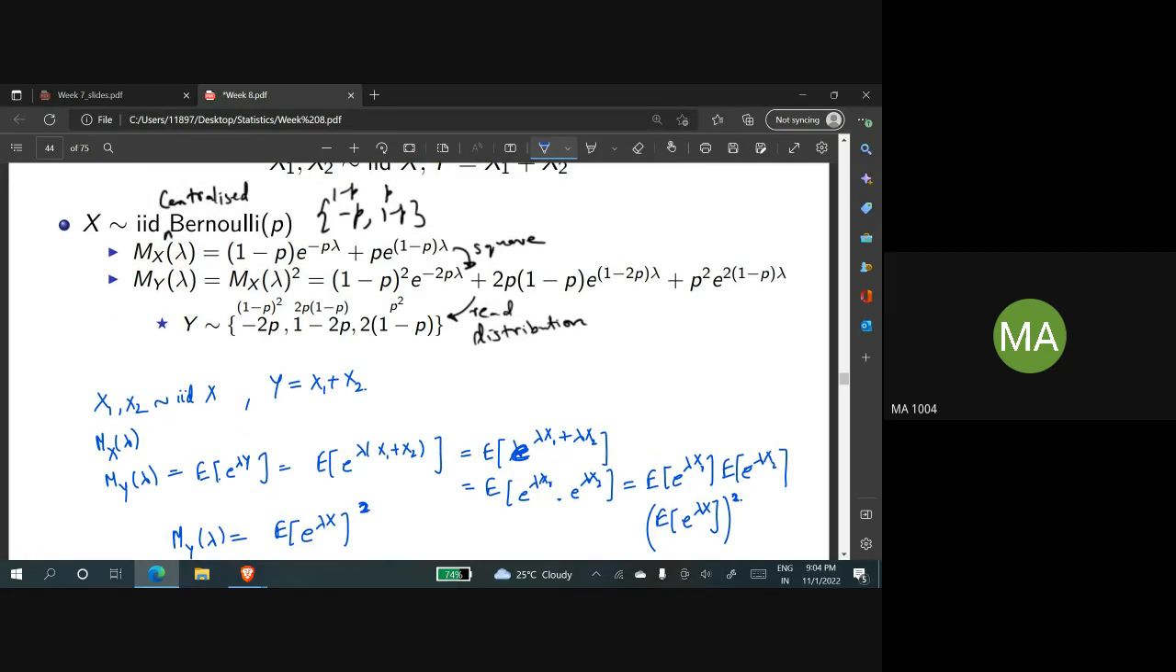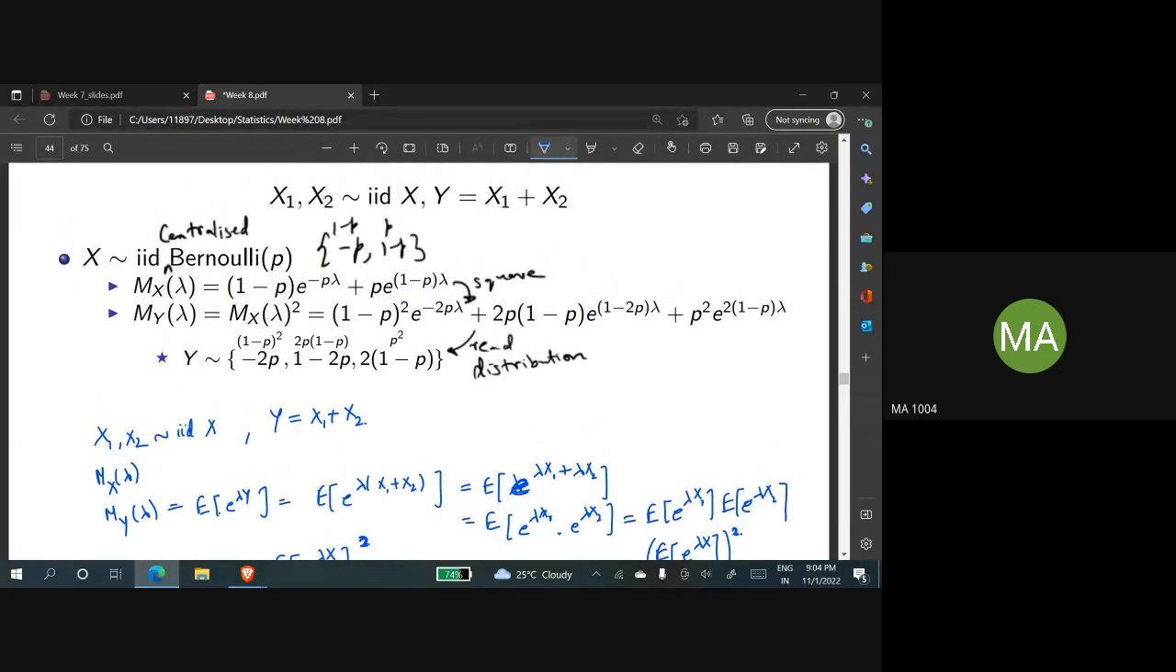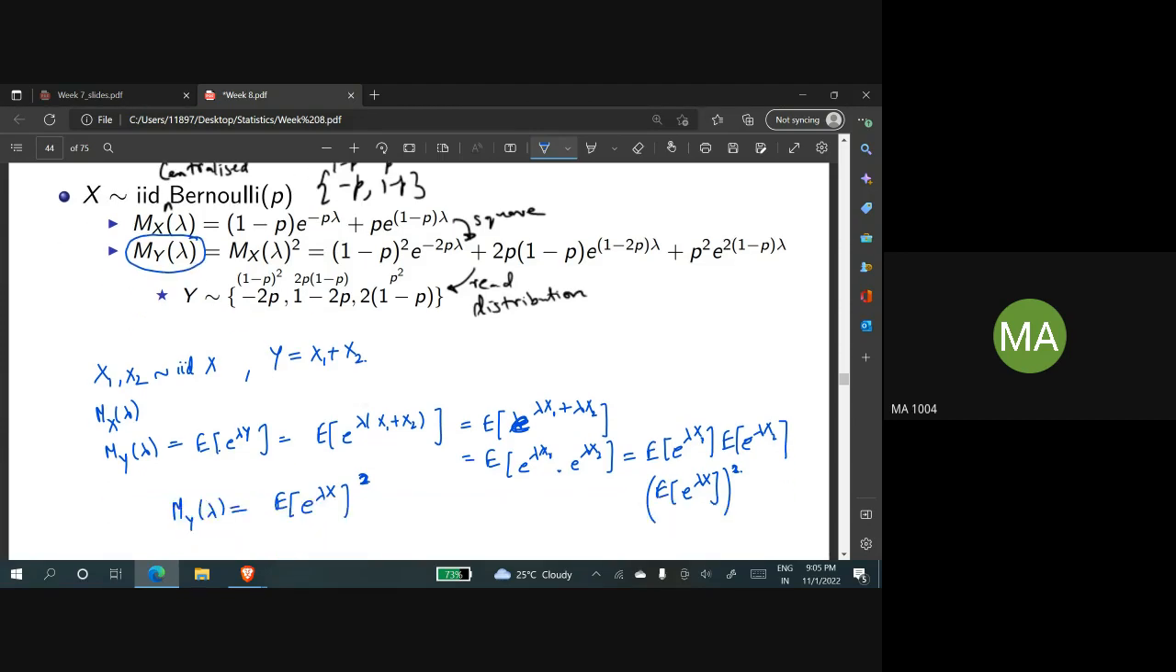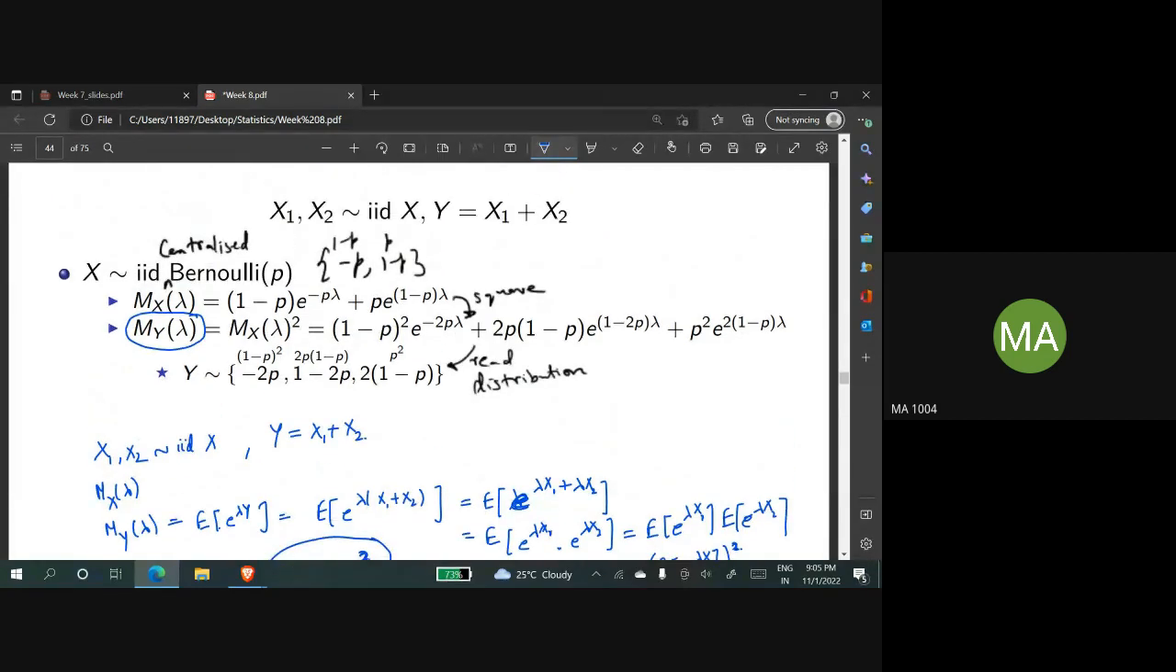Now here, the example has been done for the centralized Bernoulli. We have seen previously what the centralized Bernoulli is, and we saw its MGF also. If we have to find the MGF for this Y, we'll just square the MGF of X. Once we know the MGF of X and we square it, that becomes the MGF for the random variable Y. In this case, the MGF was (1 minus p) e to the power minus p lambda plus p e to the power (1 minus p) lambda. If we square it, we get this term.